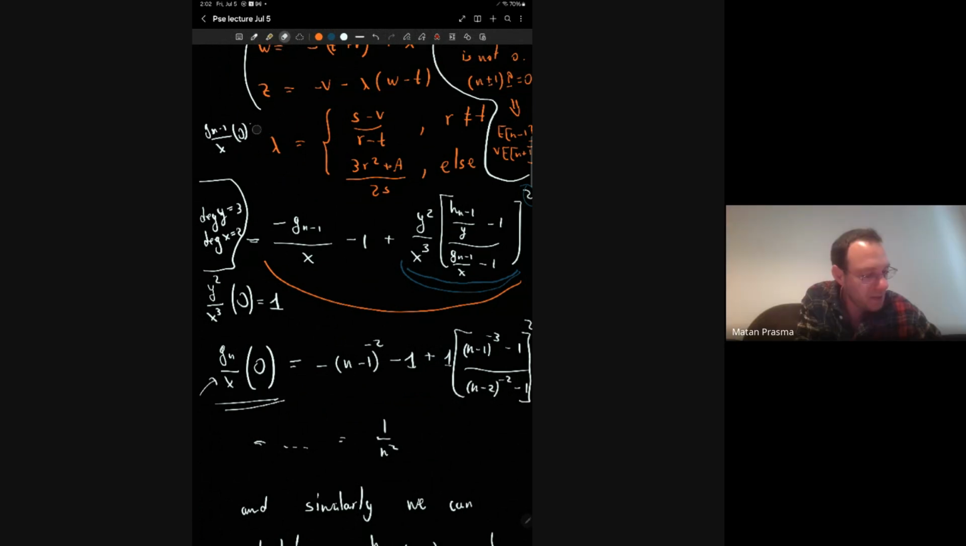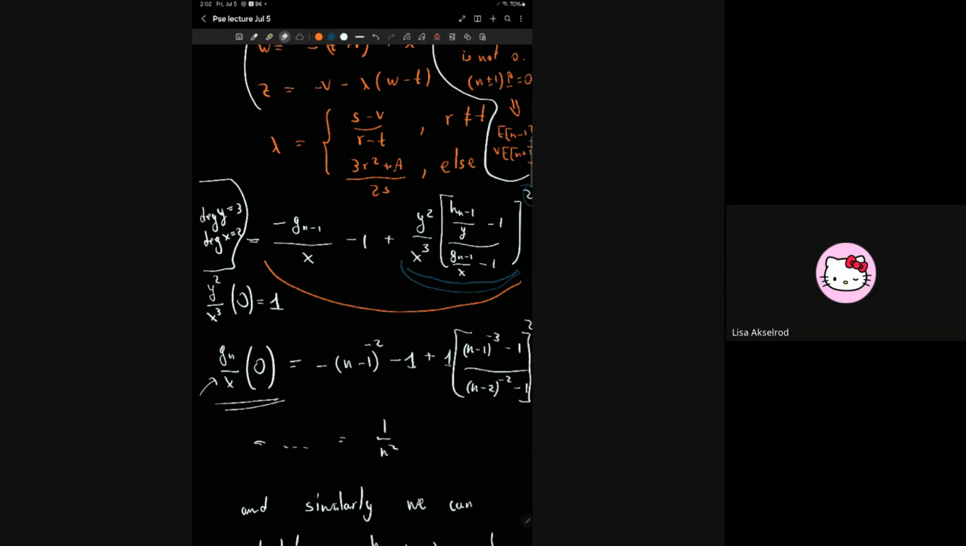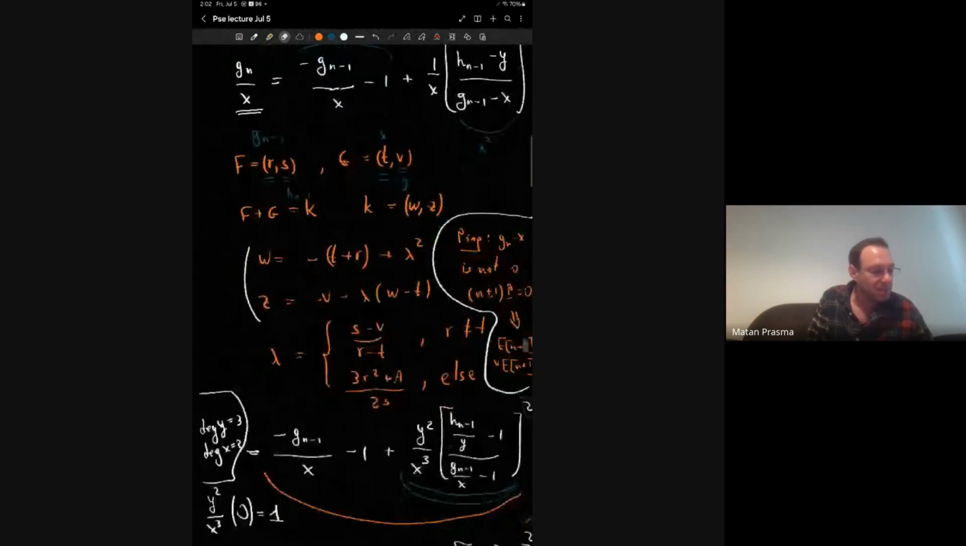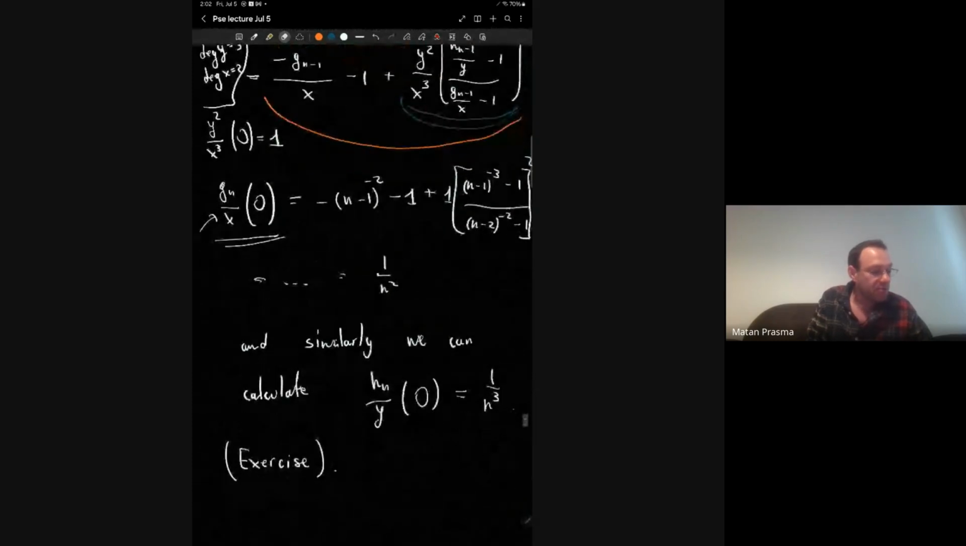Okay. All right, let's take a break and return to the proof. You can think in the break what is missing, because apart from the exercise, this Hn over y is a similar manipulation, but let's say we proved that Gn over x at O is 1 over n squared. So what else do we have to prove? This I leave you to wonder in the break.